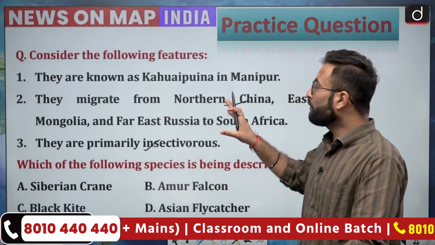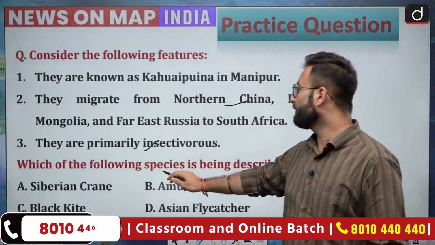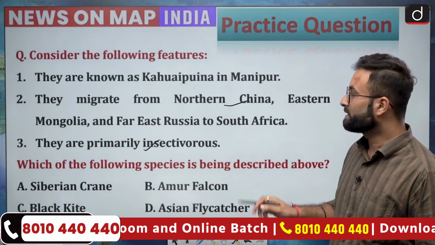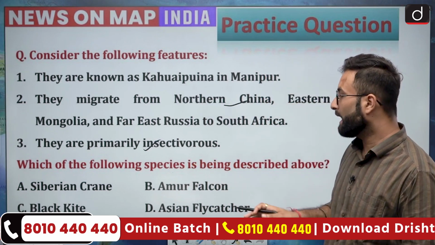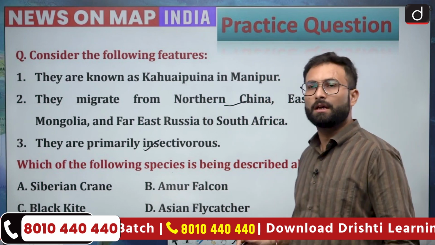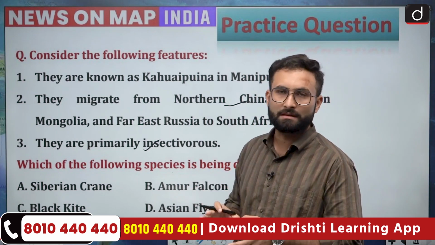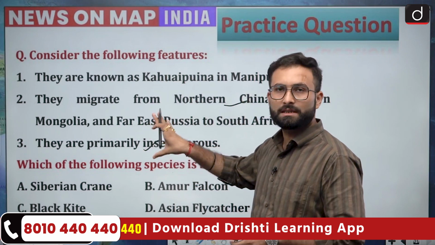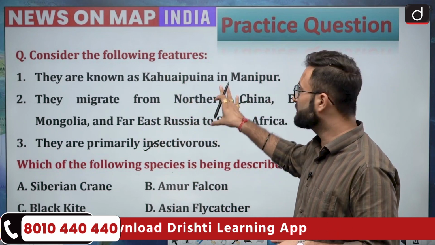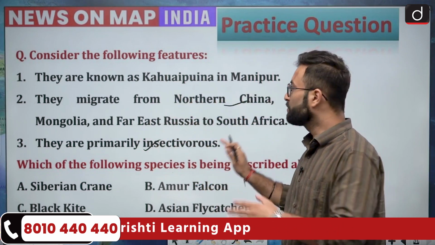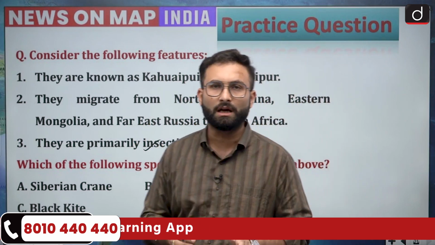So they are talking about a particular species. Which of the following species is being described above? Siberian crane, Amur falcon, black kite, or Asian flycatcher. Basically you have to choose the correct answer using these statements. Considering that these statements are true, which species is being talked about? You can attempt this question and answer to me in the comment box.